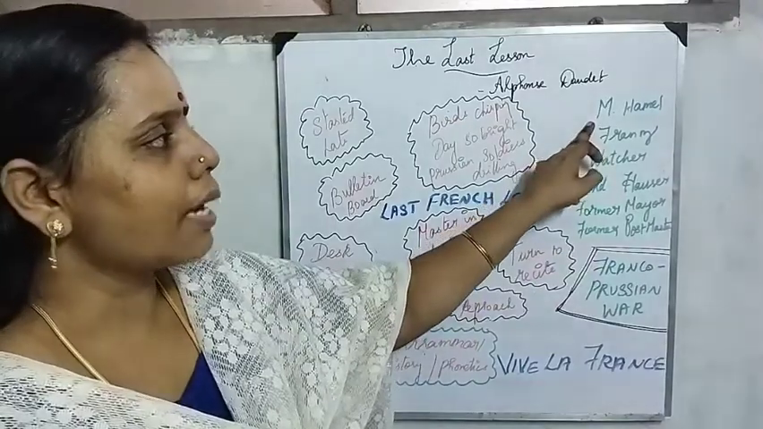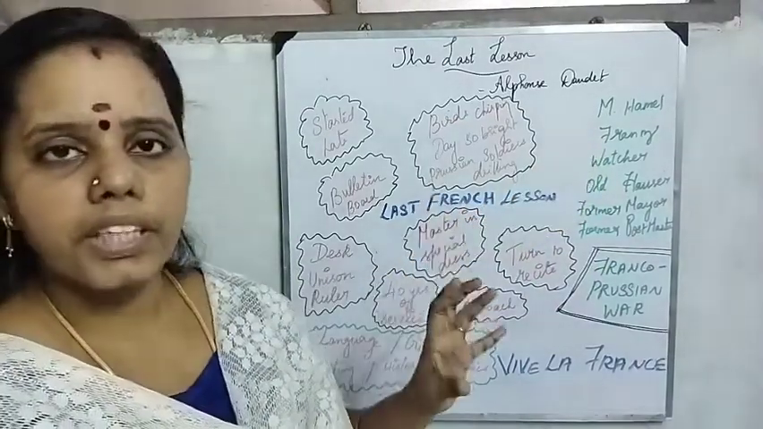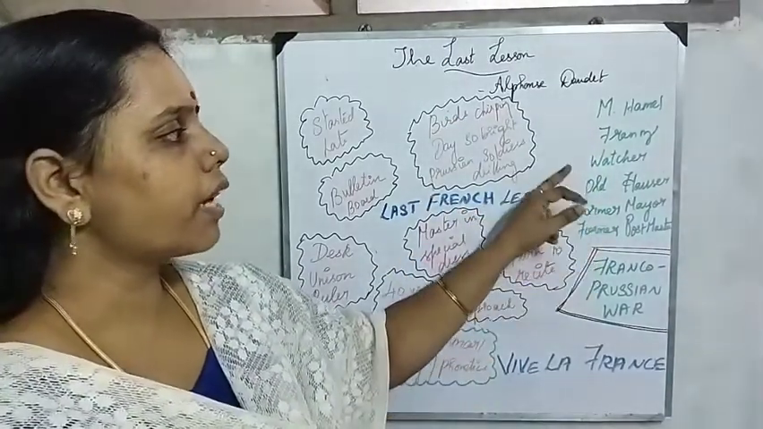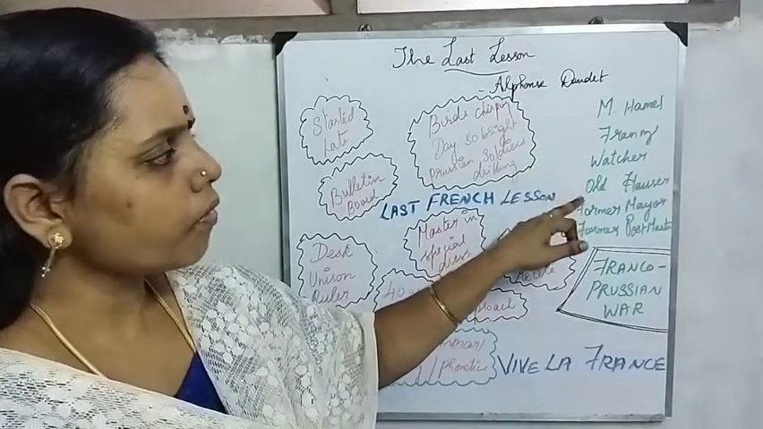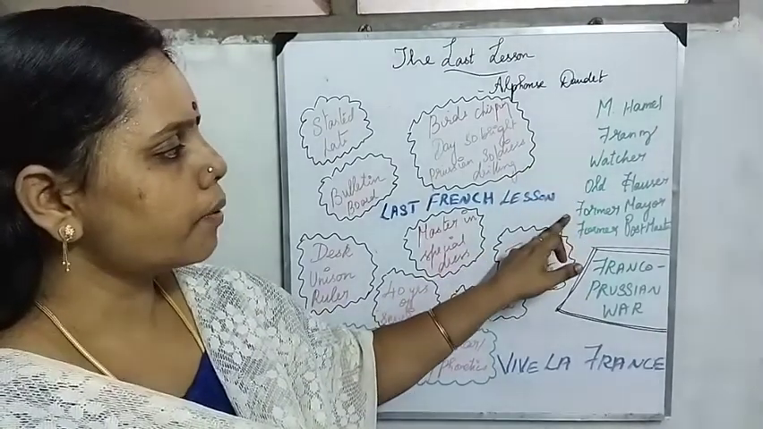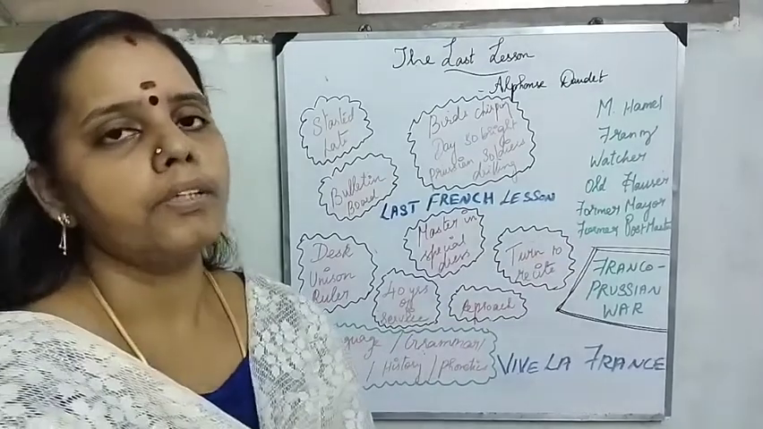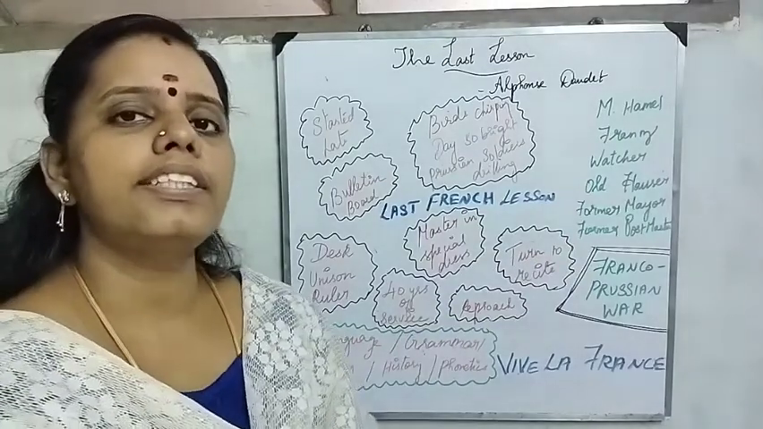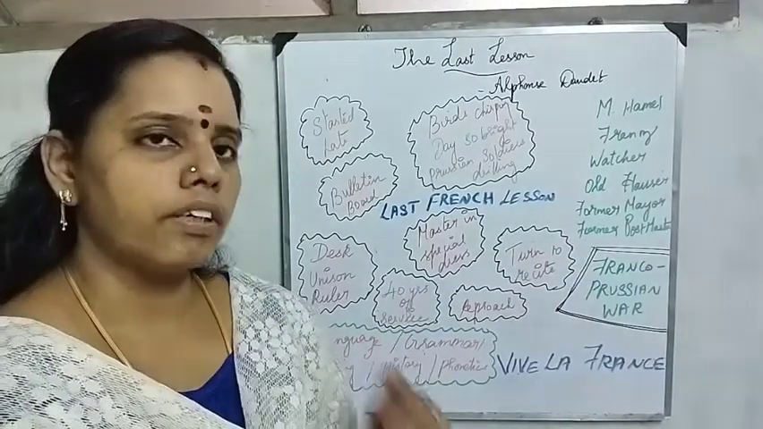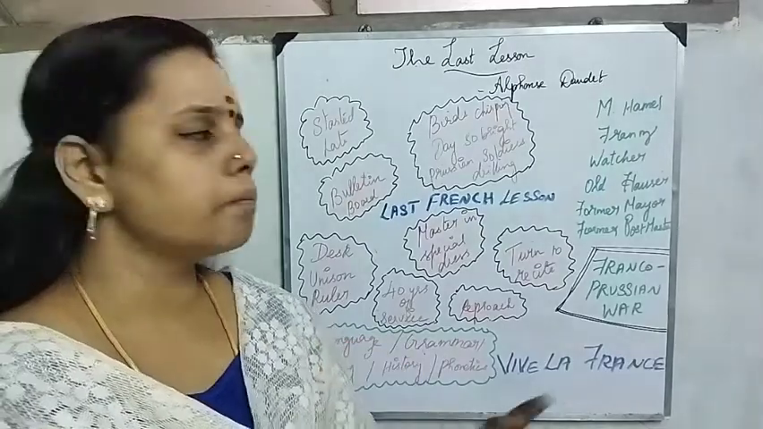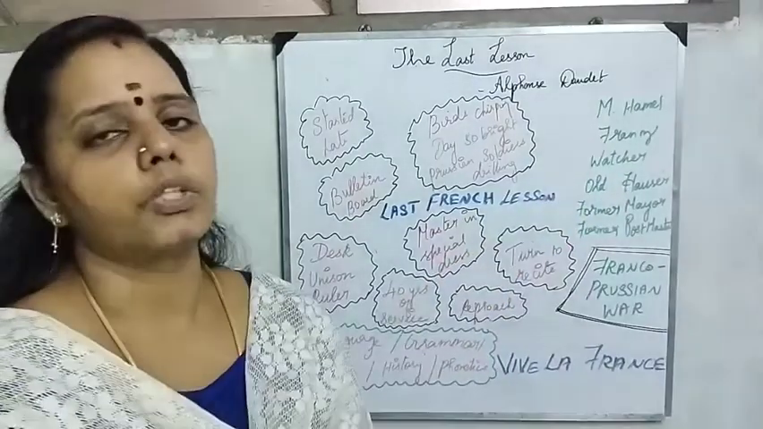We have Master Hamel and Franz as major characters and a few other minor characters such as Watcher, the old Hauser, the former mayor and the former postmaster. This lesson is in the form of a narration done by Franz, a schoolboy.